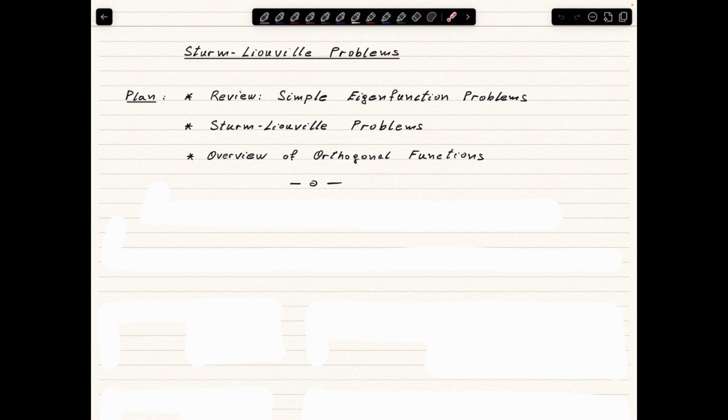We are going to start with a brief review from the previous video where we solved simple eigenfunction problems, actually 4 of these eigenfunction problems: one with Dirichlet boundary conditions, one with Neumann boundary conditions, and 2 with mixed boundary conditions. Then we are going to see that these eigenfunction problems are particular cases of what is called Sturm-Liouville problems.